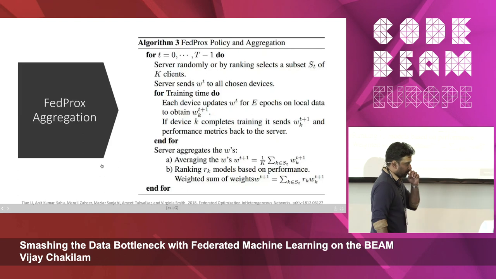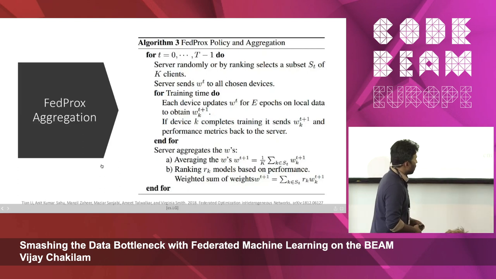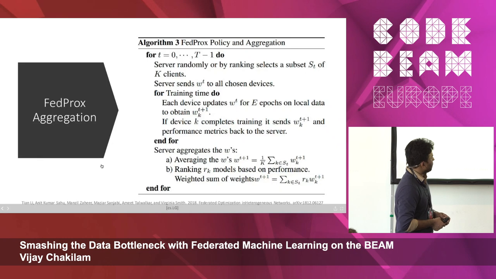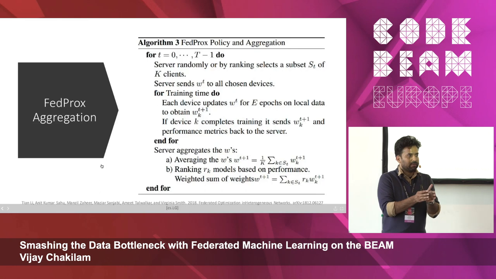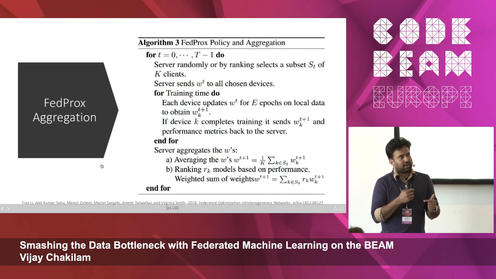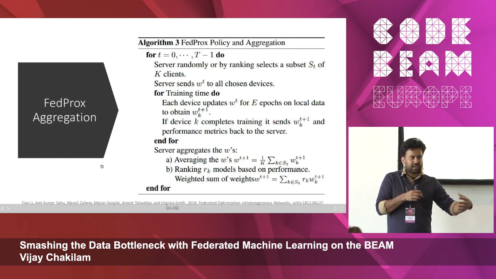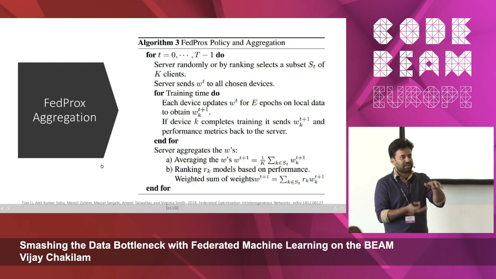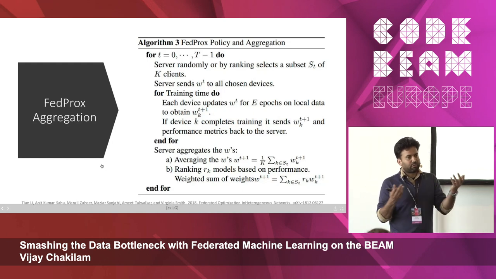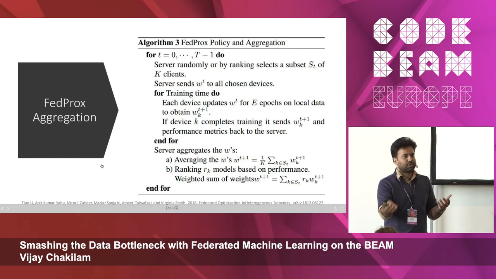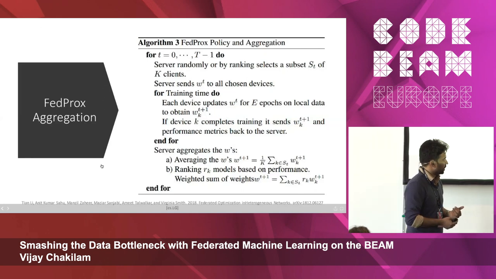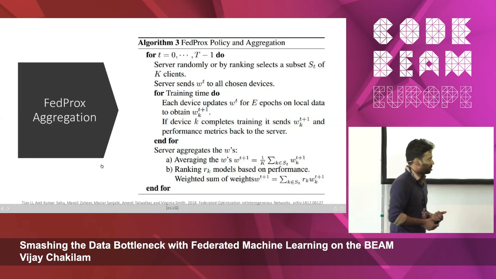This is the final algorithm that we have. It's called FedProx. The biggest difference here is the server now sets a time limit, in the sense that it's not going to wait for the clients to finish their local training before it starts aggregating the data. So it sets a time limit, and it times out if the client doesn't report back the updated weights along with the performance metrics and data quality metrics for the aggregation to happen.